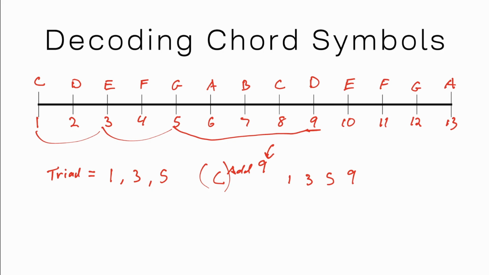What about something like a minor add 9? We can do that as well. So C minor add 9. That would be what that chord symbol looks like, and that's telling us 1, flat 3, 5, and we're adding 9 to that as well. So here's what that chord would sound like.